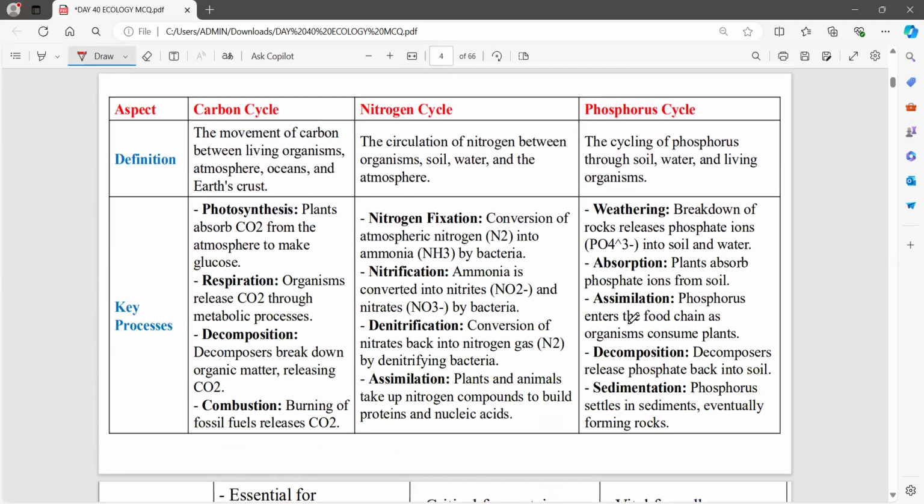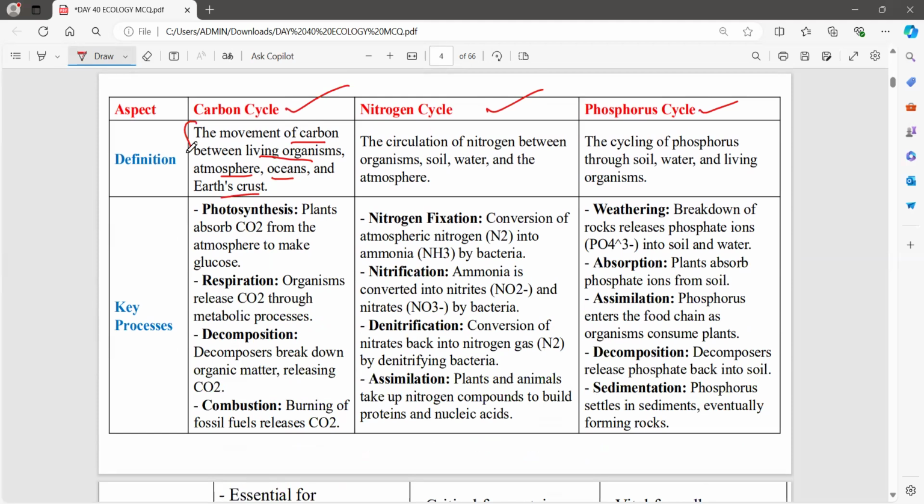Now, what are all the cycles? We have different cycles like carbon cycle, nitrogen cycle, and phosphorus cycle. Now, what is carbon cycle? The movement of carbon between the living organisms, atmosphere, oceans, and earth crust.